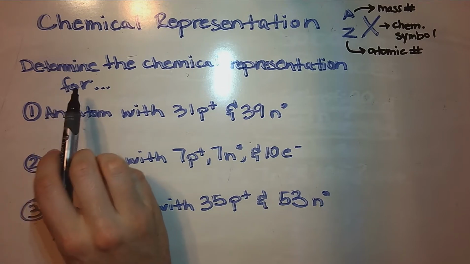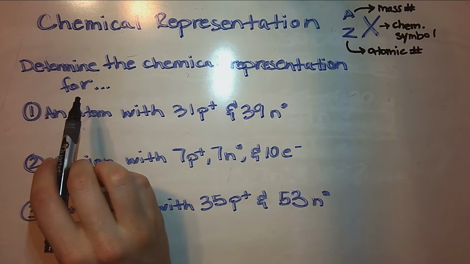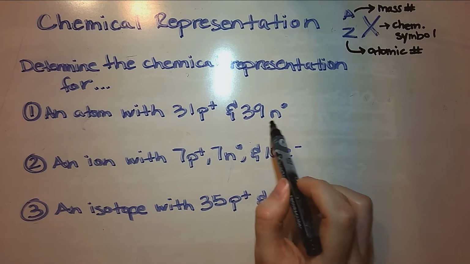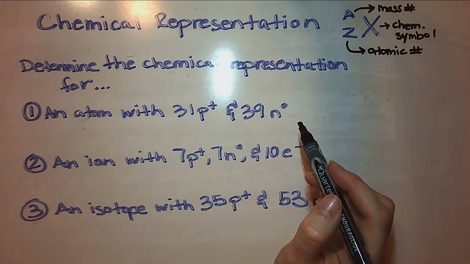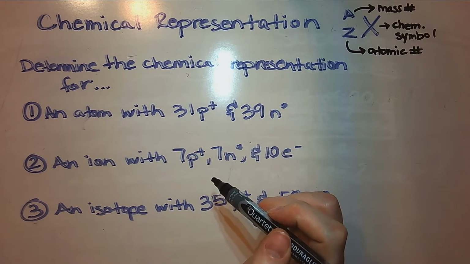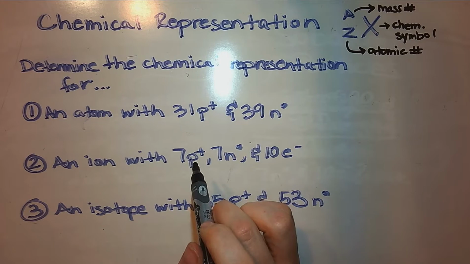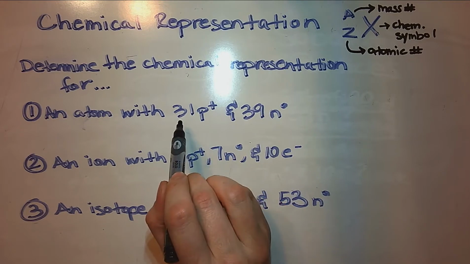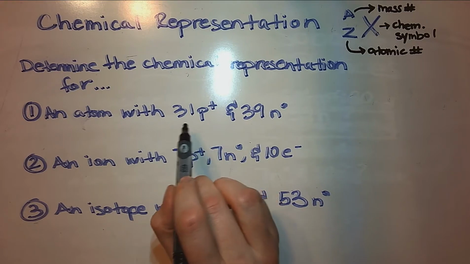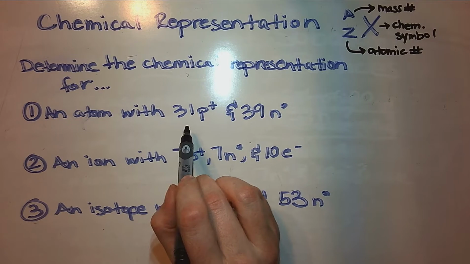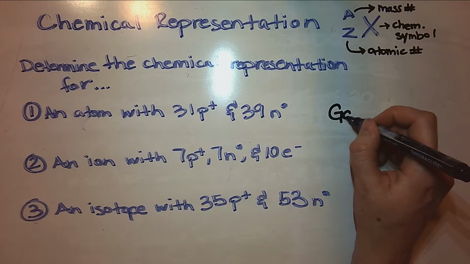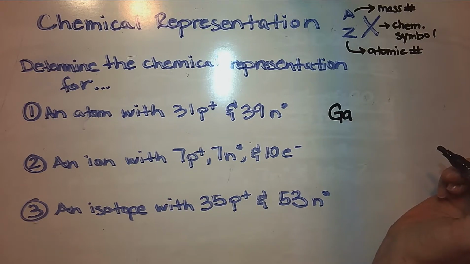Okay, so we're asked to determine the chemical representation for an atom with 31 protons and 39 neutrons. Well, as I've stated before, the number of protons is your identifier. That lets you know which atom on the periodic table you're dealing with. So I'm going to search my periodic table for an element with 31 protons, and I'm going to look for that top number, or the atomic number, and I find that I have gallium, which is expressed with Ga.